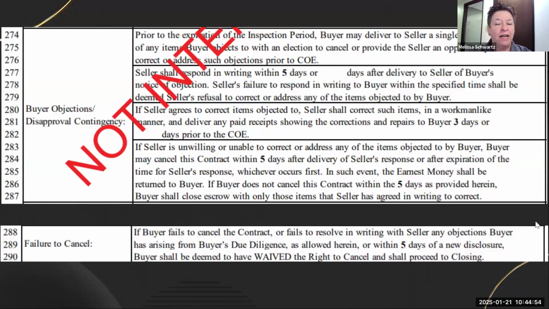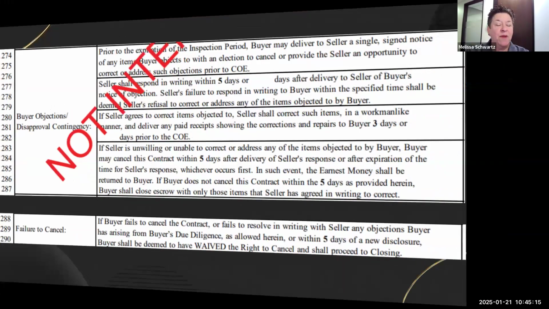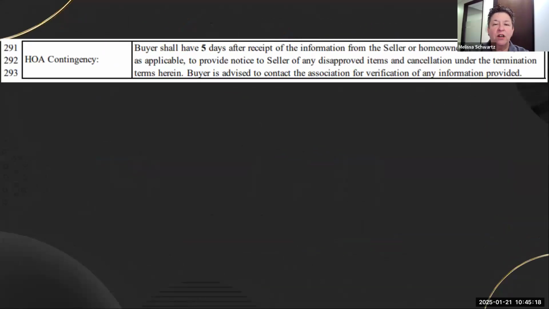Okay. Failure to cancel. If buyer fails to cancel the contract or fails to resolve in writing with seller any objections that have arisen from the buyer's due diligence, that's what they're calling this, right? As allowed herein, or within 5 days of a new disclosure, buyer shall be deemed to have waived the right to cancel and shall proceed to closing. That is critical. Same as with our AAR. Nothing's changed there.